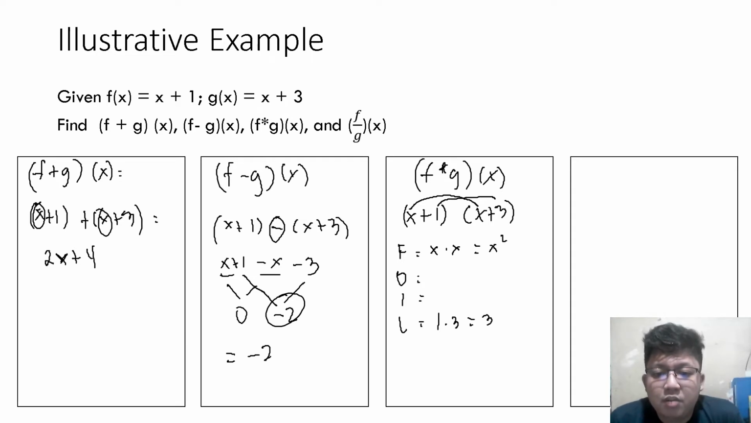For the outer terms, these are the two ends. They are the outer terms. So, x times 3 equals 3x. And for the inner terms, we have the ones on the inside. So, 1 times x, sorry, this is not I, this is 1 times x, equals x.